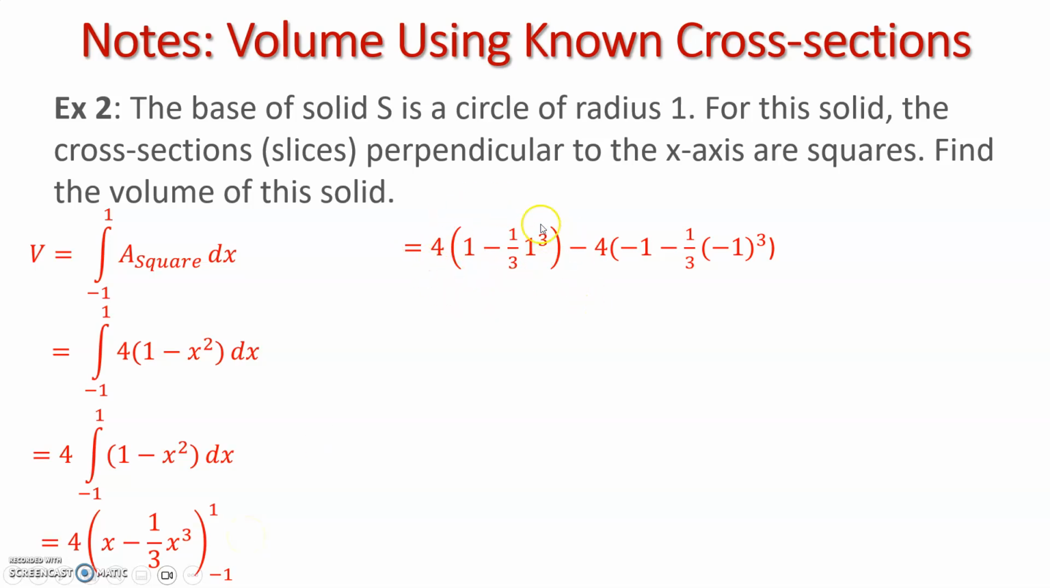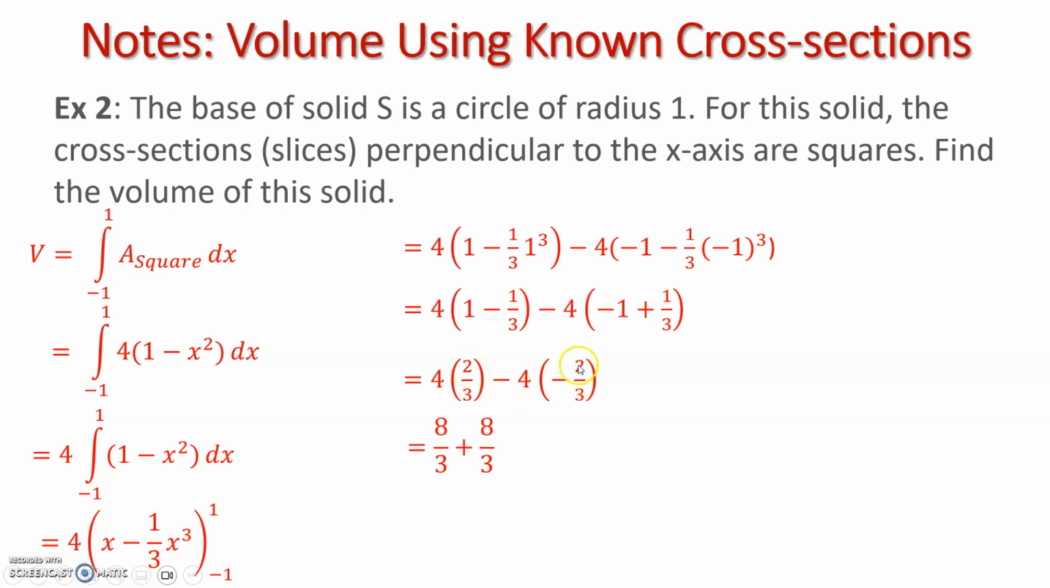So this is the antiderivative at my upper bound minus the antiderivative at my lower bound. Here, 1 cubed is 1, times 1/3 is 1/3. And then over here, -1 cubed is -1, times -1/3 is +1/3. 1 minus 1/3 is 2/3. And then over here, -1 plus 1/3 is -2/3. 4 times 2/3 is 8/3. And then -4 times -2/3 is 8/3. 8/3 plus 8/3 is 16/3. So the volume of the solid S is 16/3.